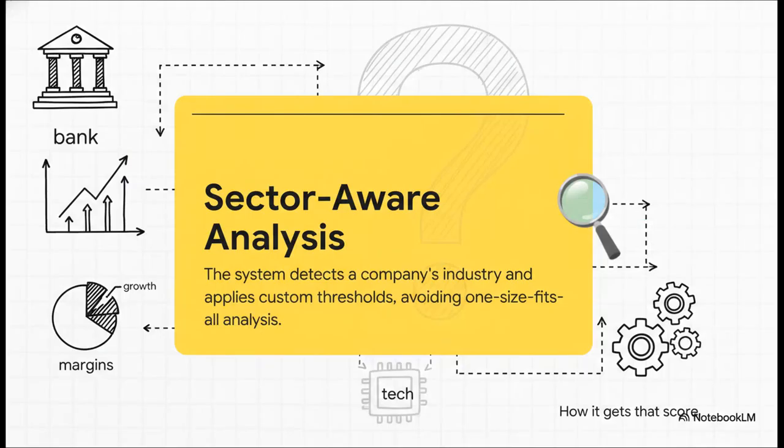Now, this is absolutely crucial. How does it get that score? This is not some one-size-fits-all system. The extension is actually smart enough to figure out a company's specific industry. We're talking 19 different profiles, and it applies the right logic. It knows that for a bank, price to book is a huge deal. But for a tech company, you're probably way more focused on growth and margins.